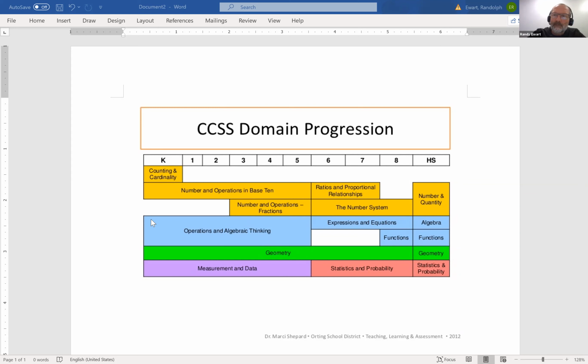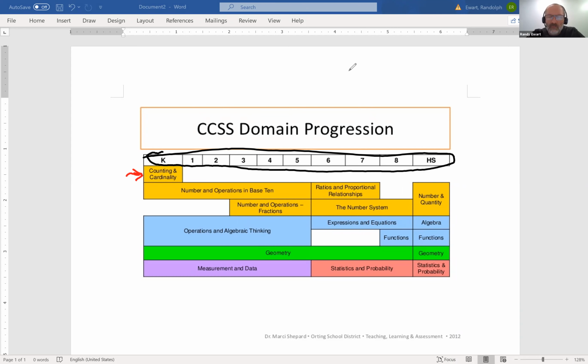So what you have here is, first you have the different grade levels, and then you have the different domains or topics. So this counting and cardinality is scheduled to be covered in kindergarten for students. Now, obviously, you could still address it later on if a student falls behind, but that's when it's scheduled to be formally covered in kindergarten classes.